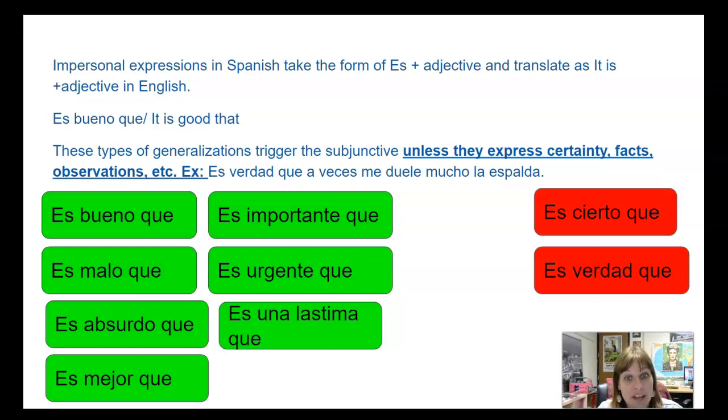So for example, es verdad que a veces me duele mucho la espalda. It's true that sometimes my back hurts. So in this context, just like I showed you in the example, anytime you see es verdad que, es cierto que, like I have highlighted over here in red, you will not use the subjunctive, okay? So a small little fact, there are always all these devils in the details when you're talking about Spanish and when you use it and when you don't. And obviously, I say this to you every time.